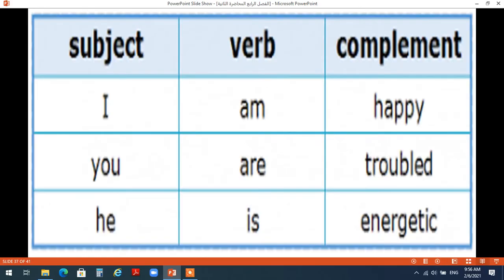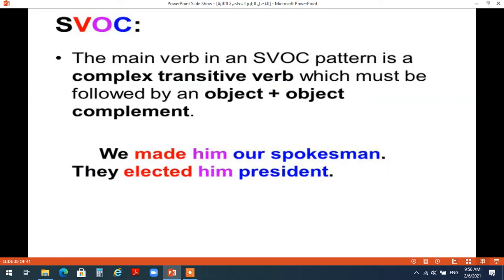النمط الآخر يتكون من فاعل وفعل، وهذا الفعل يكون linking verb وراح يكون متبوع ب complement. For example, I am happy. You are troubled. He is energetic. فإذا the words happy, troubled and energetic are regarded as subject complements لأنها تصف الفاعل ولأنها أتت بعد linking verbs.